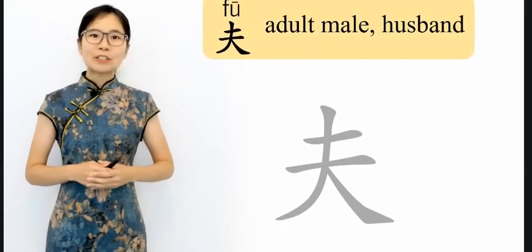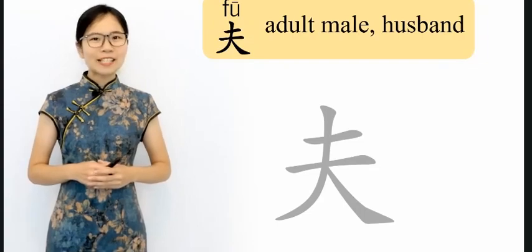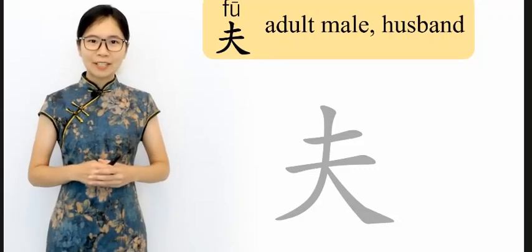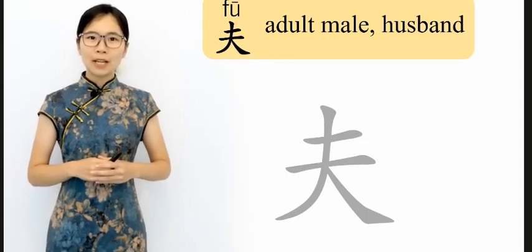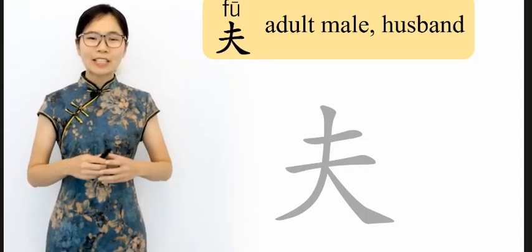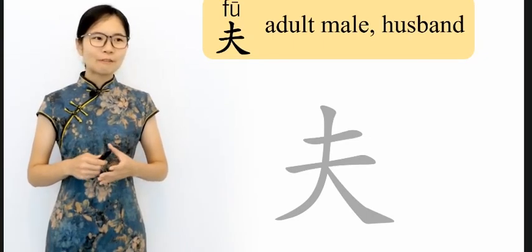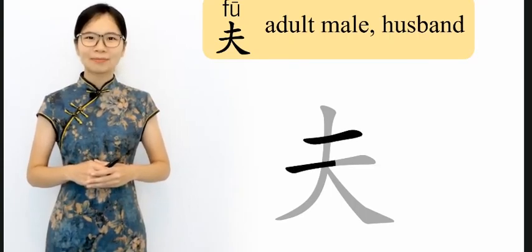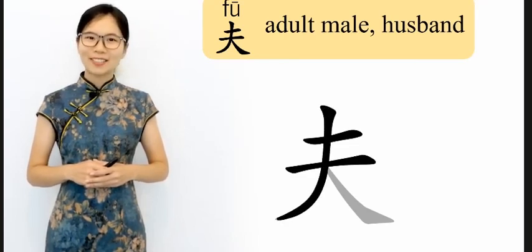Fu is written using 4 strokes, just like with tian. The only difference is that when writing tian, the downward stroke to the left starts at the top horizontal line, whereas with fu, the downward stroke to the left starts above the top horizontal line. First, we write the 2 horizontal lines starting with the top line. Then, the big downward stroke to the left, and finally, the shorter downward stroke to the right.